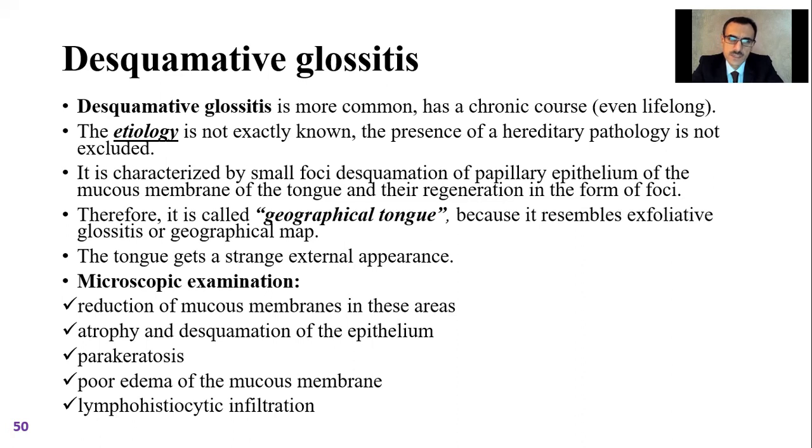Desquamative glossitis is characterized by small foci of desquamation of the papillary epithelium of the mucous membrane of the tongue and their regeneration in the form of foci. Therefore, it is called geographic tongue because it resembles a geographical map. The tongue gets a strange external appearance. Under the microscopy, we will find the reduction of mucous membranes in these areas, atrophy and desquamation of the epithelium, parakeratosis, pure edema of the mucous membrane, and lymphohistiocytic infiltration.